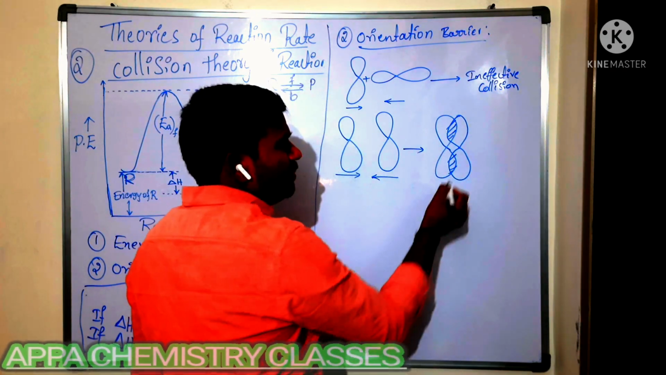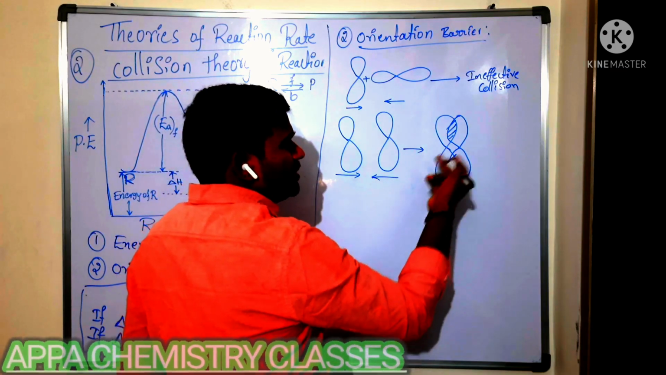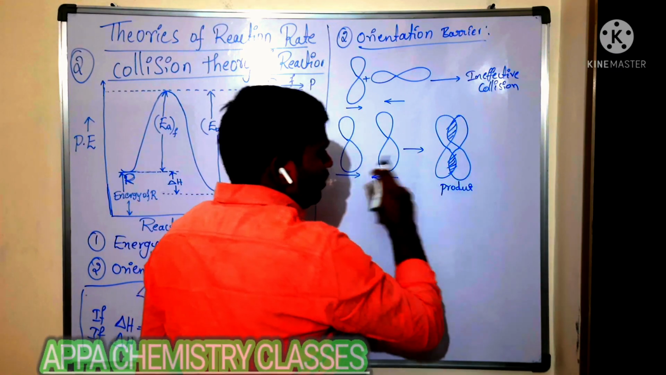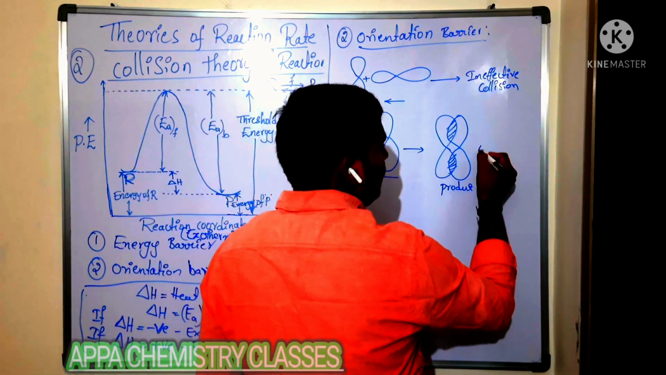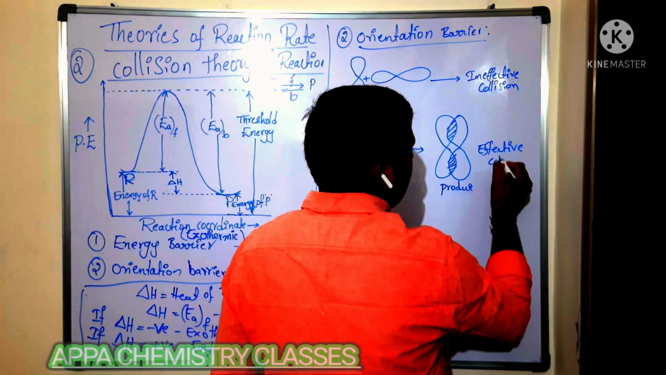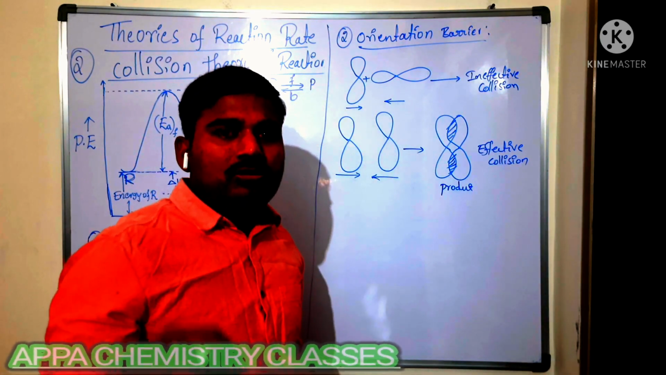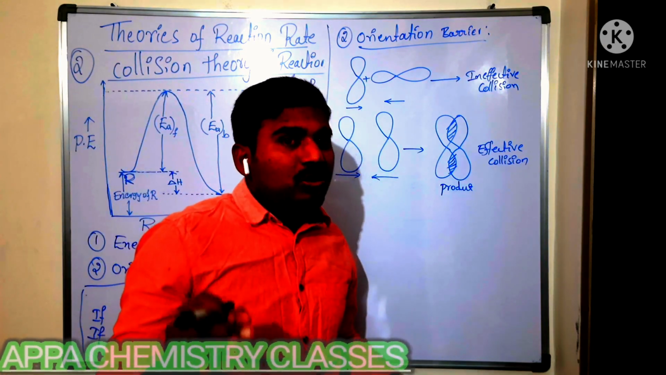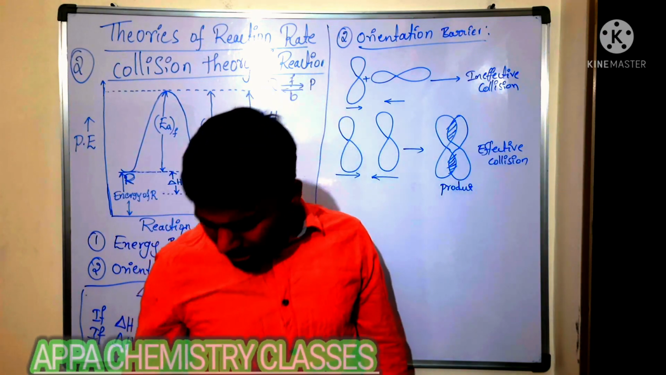So the extent of overlapping is more. With sufficient energy they are colliding, and then they are converted to product. So the collisions by which we get product are said to be effective collisions, also called fruitful collisions. What we can say here is that orientation of the reacting molecule is a must. Even if they have sufficient energy, if they are not orienting in the proper direction, we will not get the product. Is that clear?